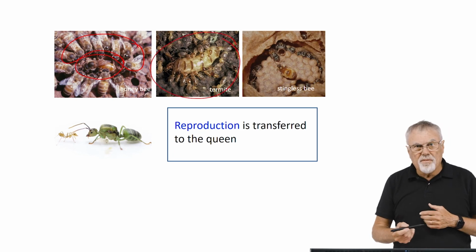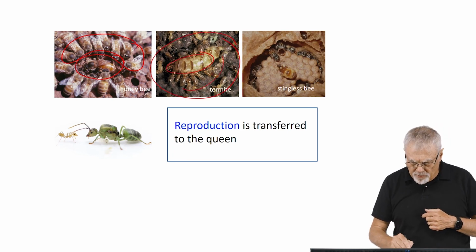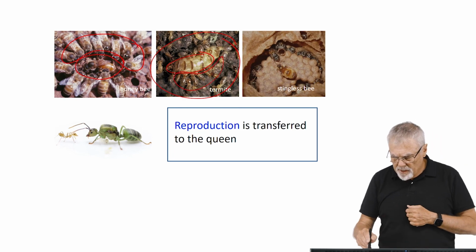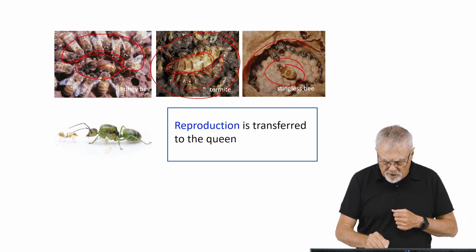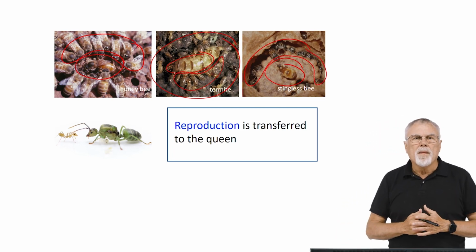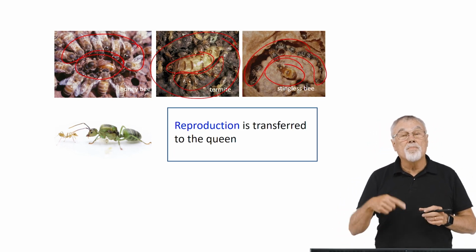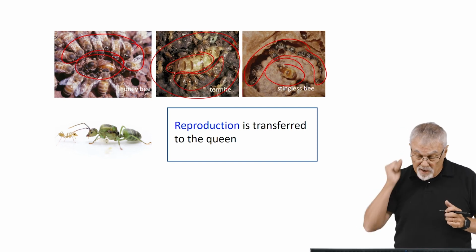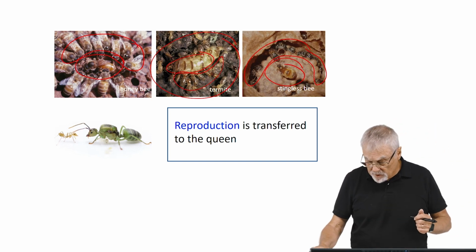And the termites, you have the same. You have the queen, and then you have the workers, which are not reproducing. And in the stingless bees, here's the queen, and here are the workers who, again, are facultatively sterile. They can lay eggs that develop into males under the right kinds of circumstances.